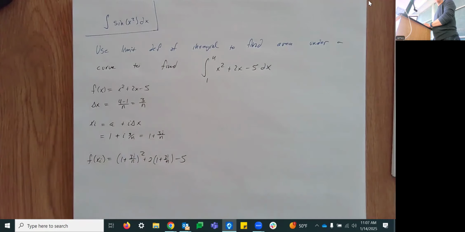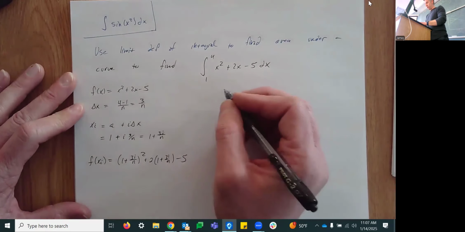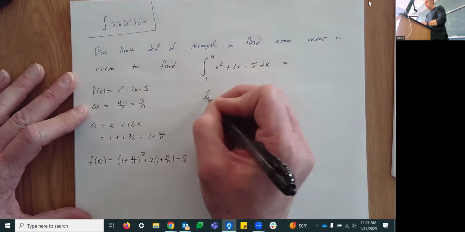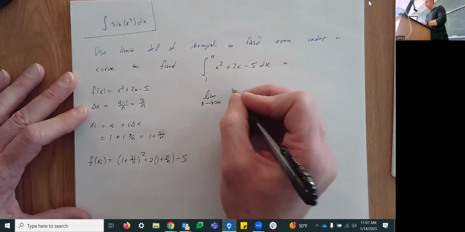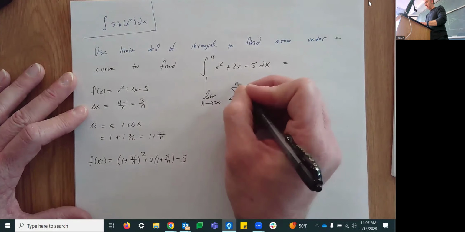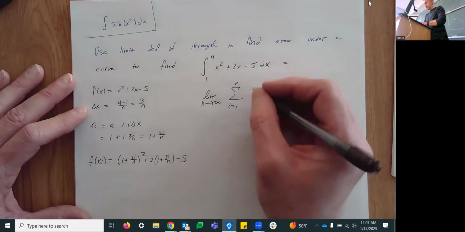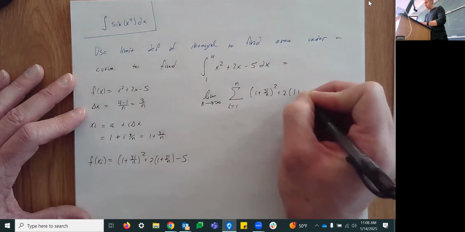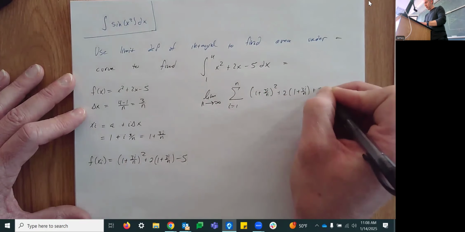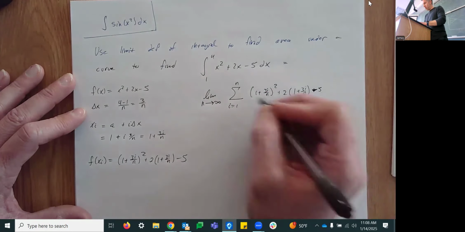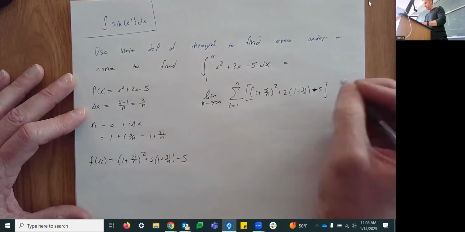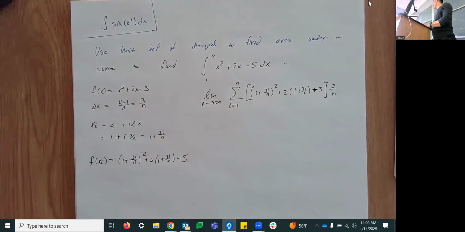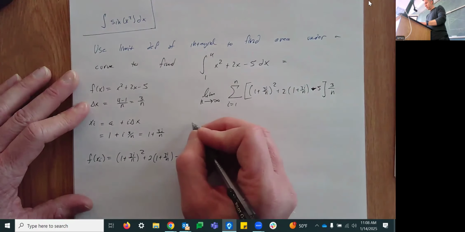All right. So we're going to do this. Let's see here. We're going to rewrite this as the limit as n goes to infinity of the sum from i equals 1 to n of my f of x sub i. So 1 plus 3i over n squared plus 2 times 1 plus 3i over n, sorry, minus 5. All of that multiplied by our delta x, which is 3 over n. Then we have to multiply the whole thing out. It's not too terrible though.